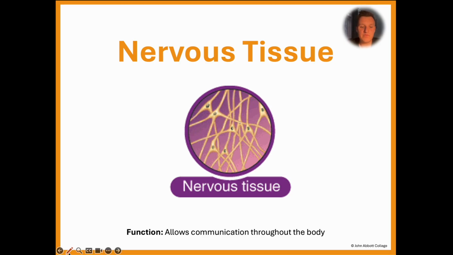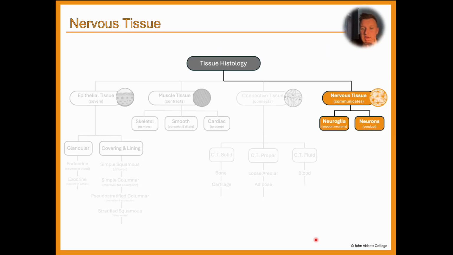Now, nervous tissue is the very last one. And I'm going to brief over it because we're going to see the nervous system soon. But the nervous tissue allows communication throughout the body. It allows us to send signals, electrical signals, to different regions. So nervous tissue communicates. We have neurons that conduct electricity and neuroglia that support the neurons.